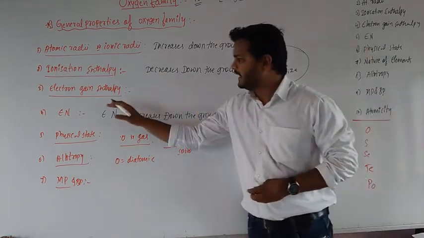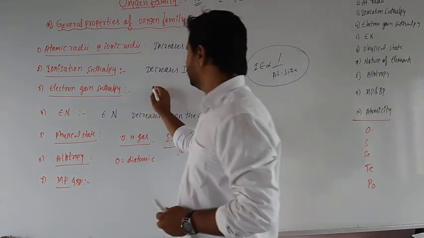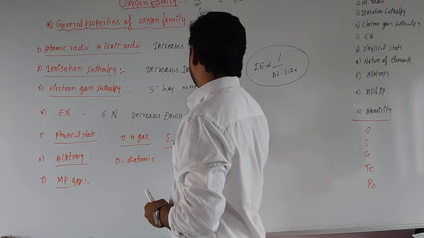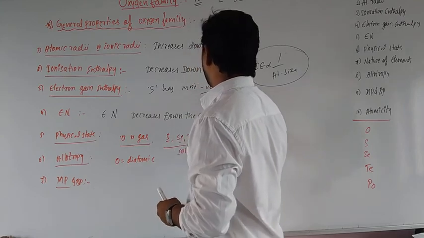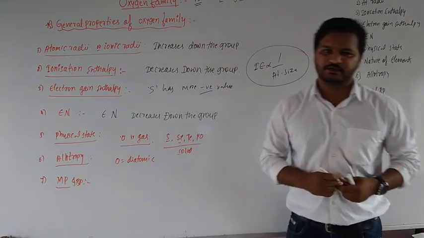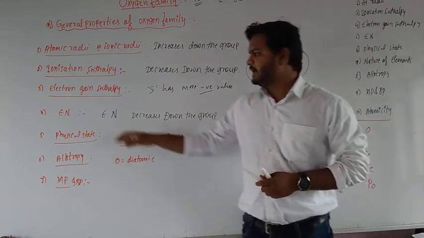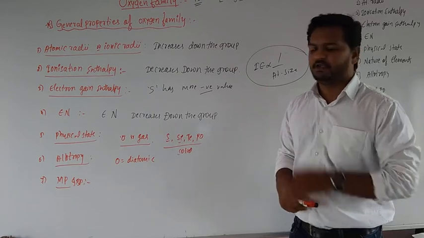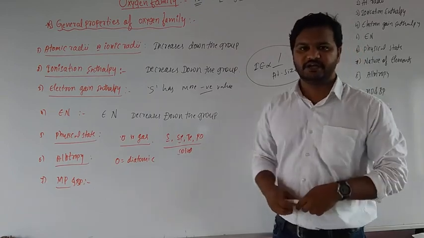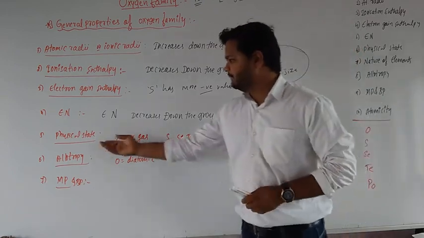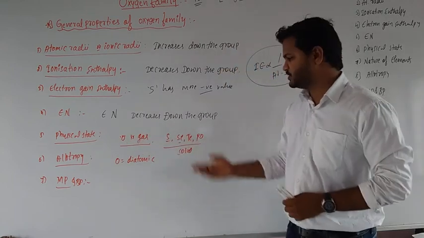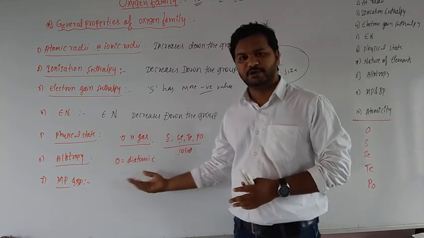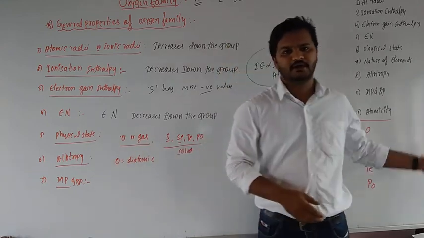And next one, electron gain enthalpy. Sulfur has a more negative value than oxygen due to the compact size of oxygen. Oxygen is the second most electronegative element in the periodic table. Physical state: oxygen is gaseous, whereas sulfur, selenium, tellurium and polonium are solid. Allotropy, diatomic, melting point, boiling point: they show high melting points.